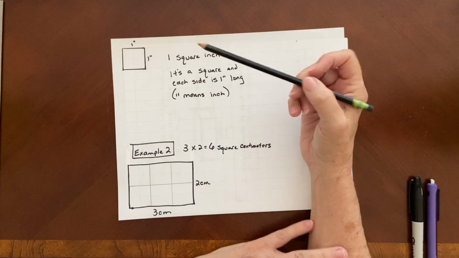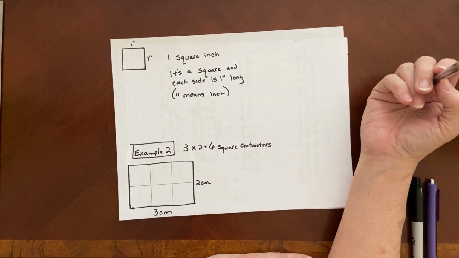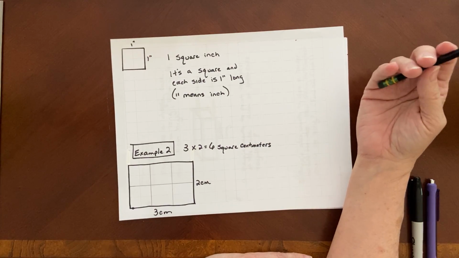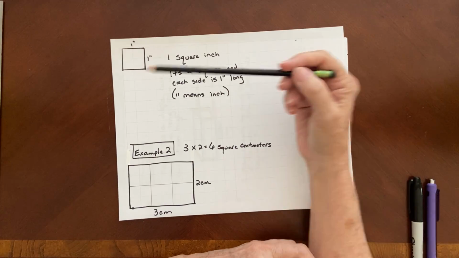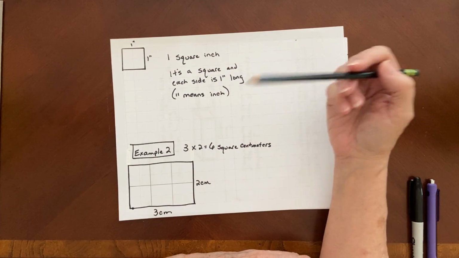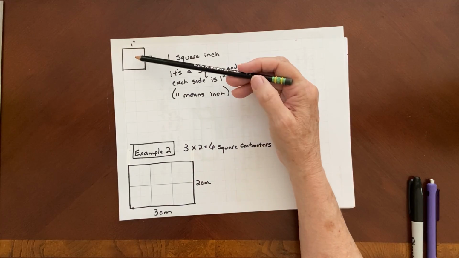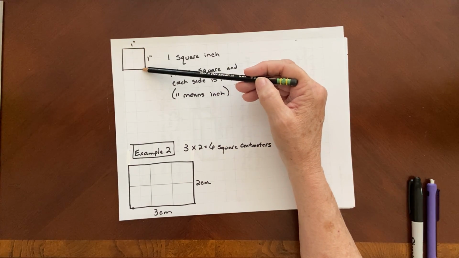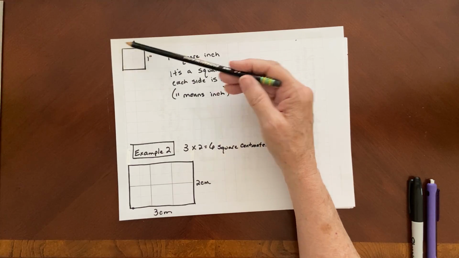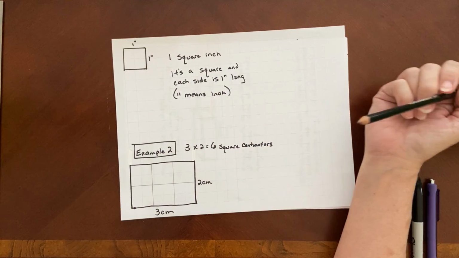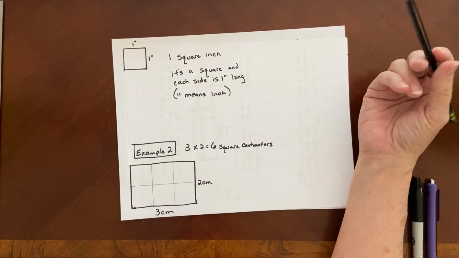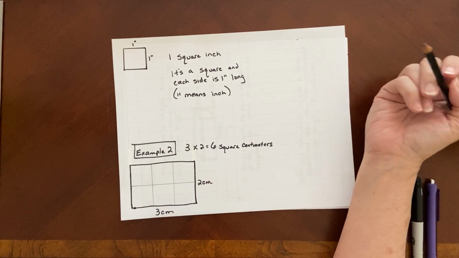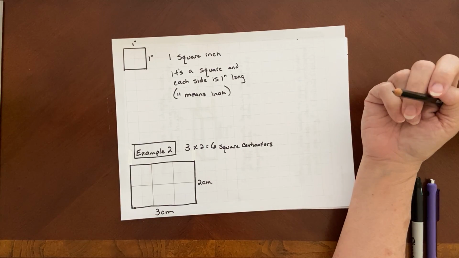Before we do that, I forgot. Let's talk about what a square inch is. So you'll hear, oh, so many square inches. Well, it's actually little squares that are 1 inch on each side. So this is a square. It's 1 inch here, 1 inch here, 1 inch here, 1 inch here. So that is a square inch. It really means a square that's 1 inch wide and 1 inch deep.